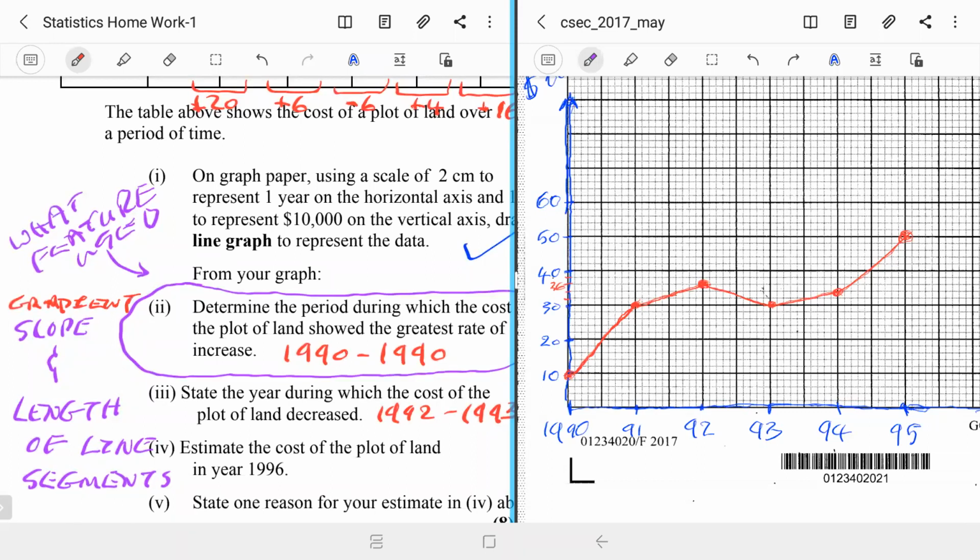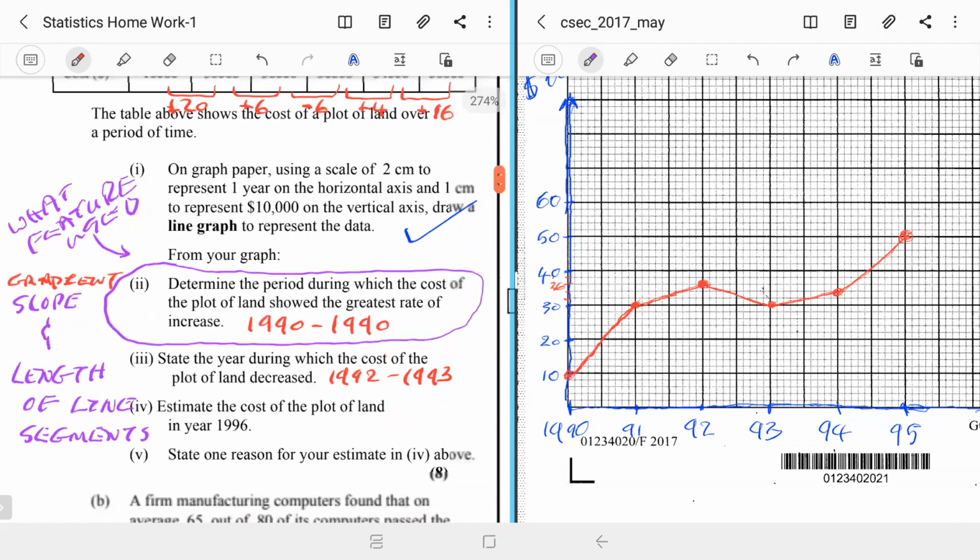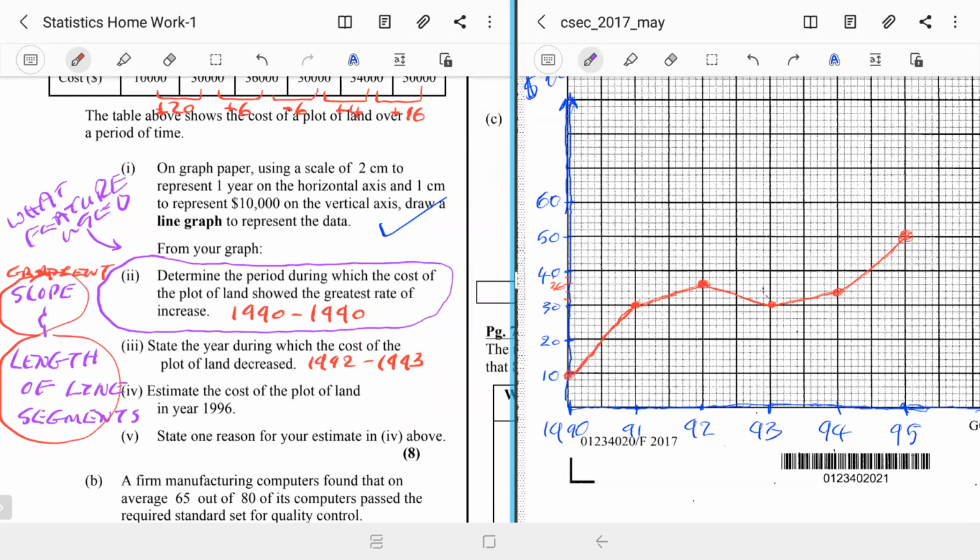So the one with the highest gradient increases the fastest. The one with the lower gradient increases not so fast. And the ones with negative gradient, you know that they fall, they lose value. So these are the features of the line that you use to determine where you had the greatest increase or the greatest decrease. So far, so good? Yes, sir.